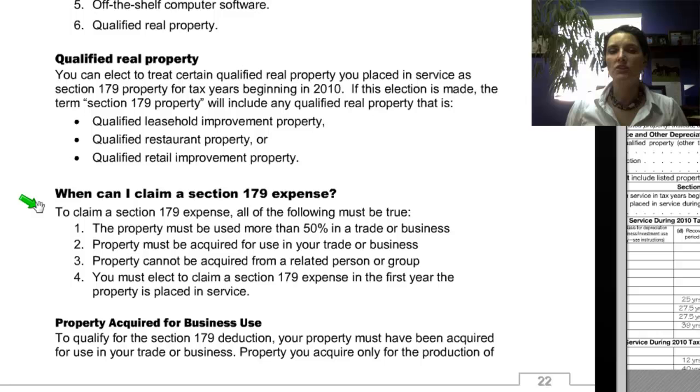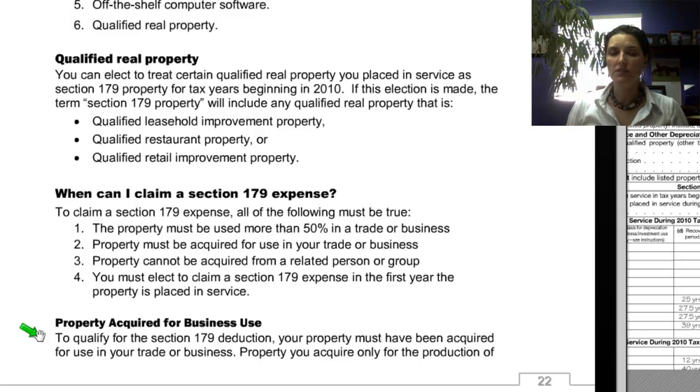Now, when can I claim a Section 179 expense? To claim a Section 179 expense, all of the following must be true. The property must be used more than 50% in a trade or business. The property must be acquired for use in your trade or business. The property cannot be acquired from a related person or group. You must elect to claim a Section 179 expense in the first year the property is placed in service.